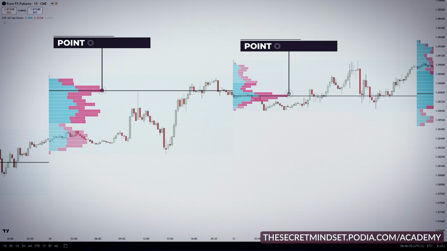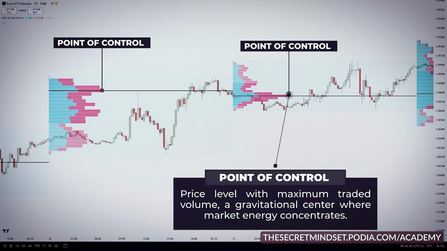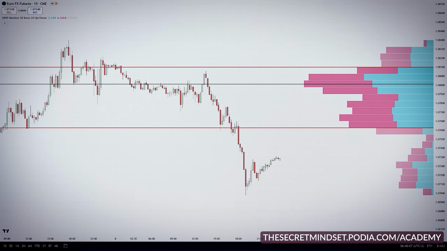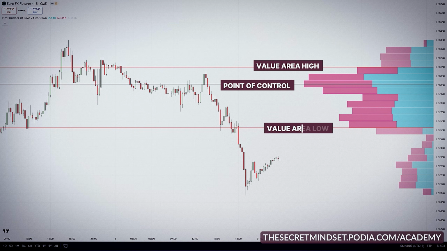The point of control becomes your guide. This represents the price level with maximum traded volume, a gravitational center where market energy concentrates. Smart traders treat the point of control like a magnetic pole, attracting price action. Volume profile transforms technical analysis from guesswork to strategic mapping.